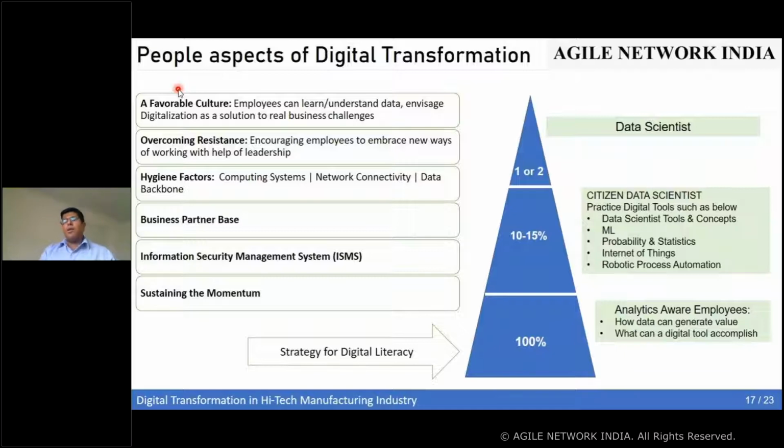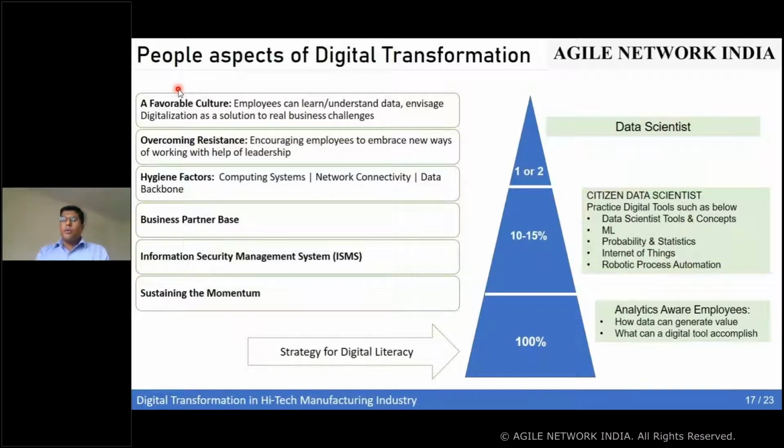Hygiene factor is one of the most important things, at least if someone is in a leadership role in information technology. They need to ensure that our endpoint systems, networking, data backbone, etc., are strong even before thinking about this digital transformation activity. Then a business partner base: you will not be able to do everything on your own, so you need a business partner base who can support you in these activities.